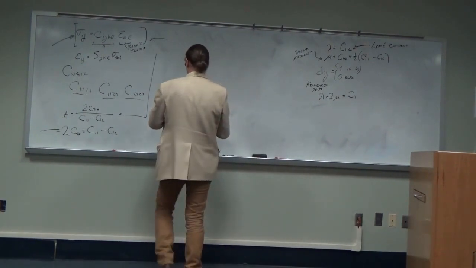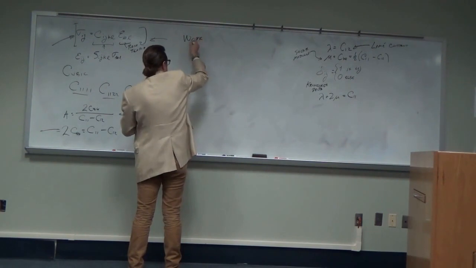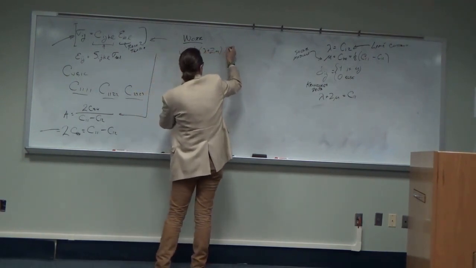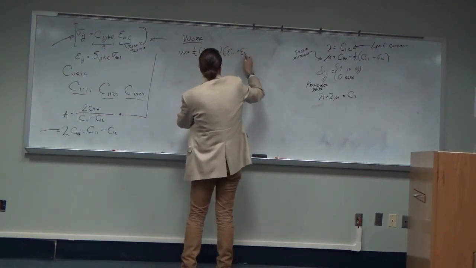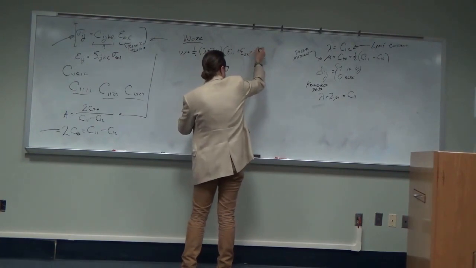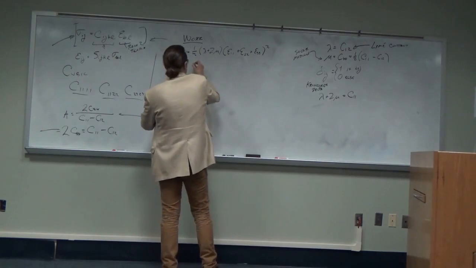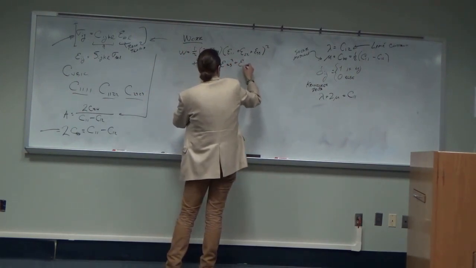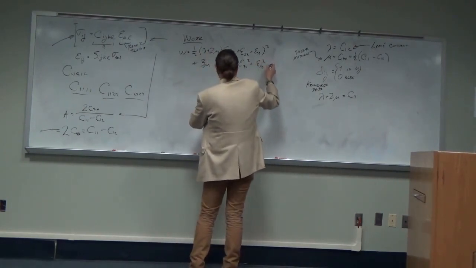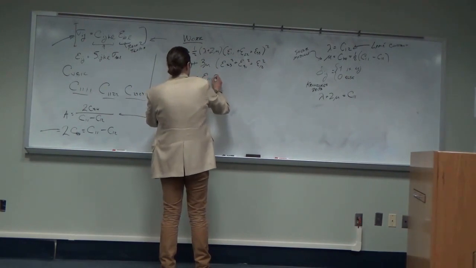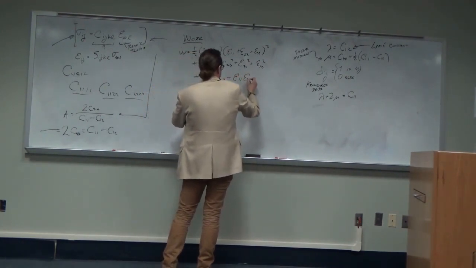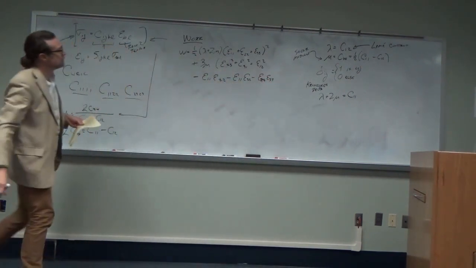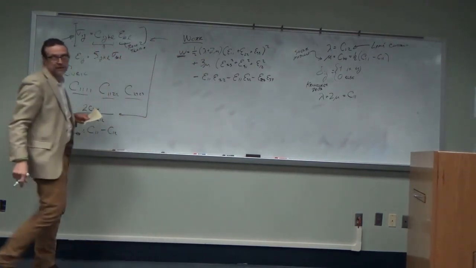So our elastic work is lambda plus 2 mu times (epsilon 1 1 squared plus epsilon 2 2 squared plus epsilon 3 3 squared) plus 3 mu (epsilon 2 3 squared plus epsilon 3 1 squared plus epsilon 1 2 squared) minus epsilon 1 1 epsilon 2 2 minus epsilon 1 1 epsilon 3 3 minus epsilon 2 2 epsilon 3 3. So that gives us our work now. If you know the strain, then you can get the work.